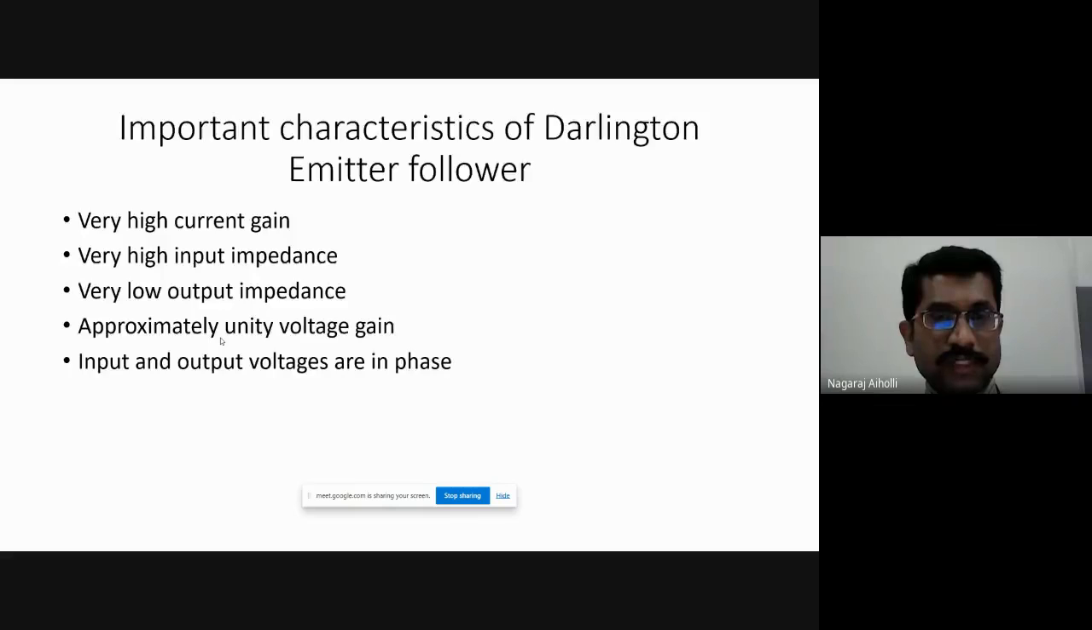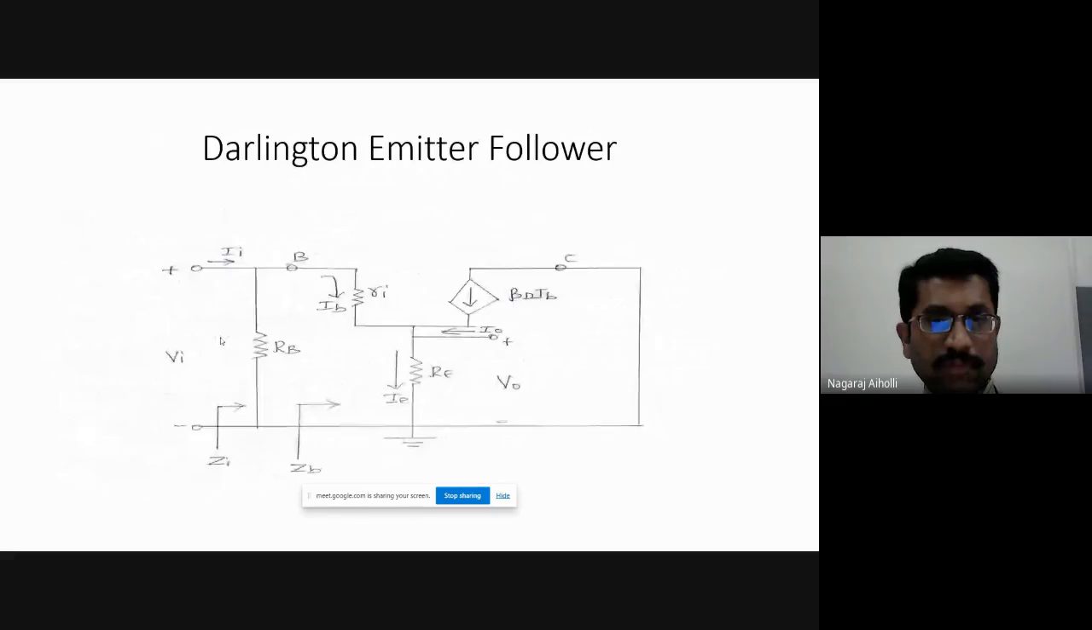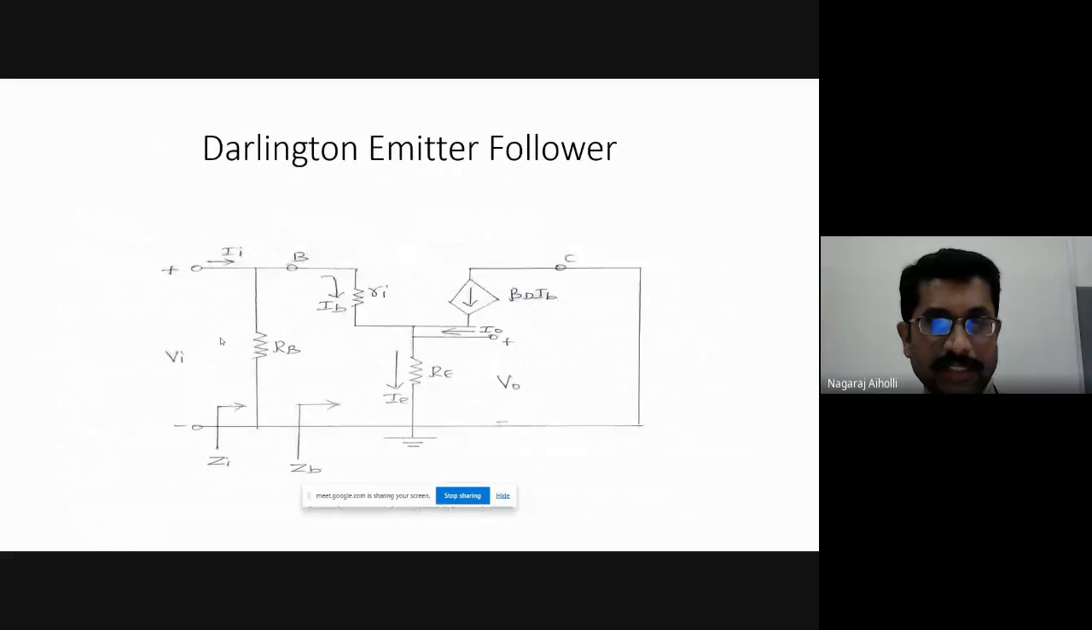Was it understood, students? Any questions here? Today's topics, what all we discussed in today's topics? We started with the Darlington emitter follower, its AC equivalent circuit, and this is its AC equivalent circuit.